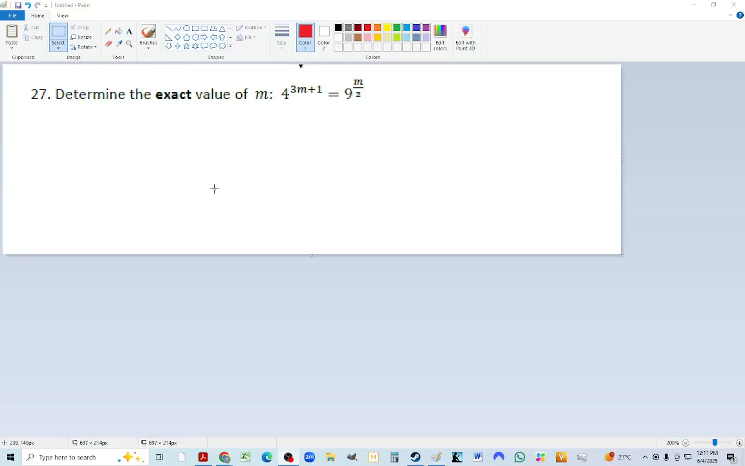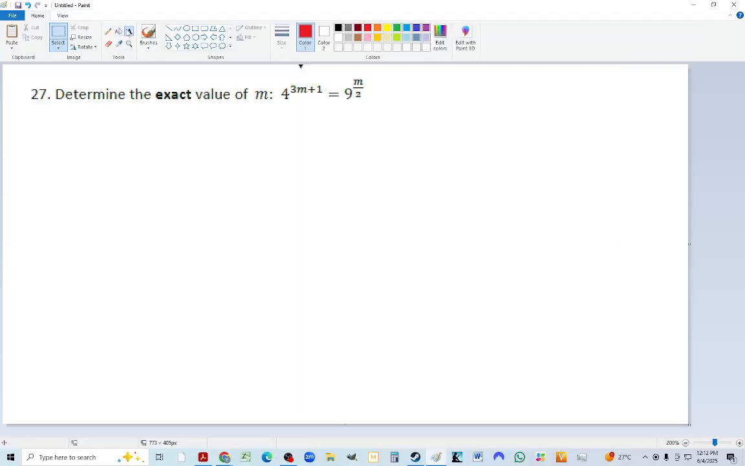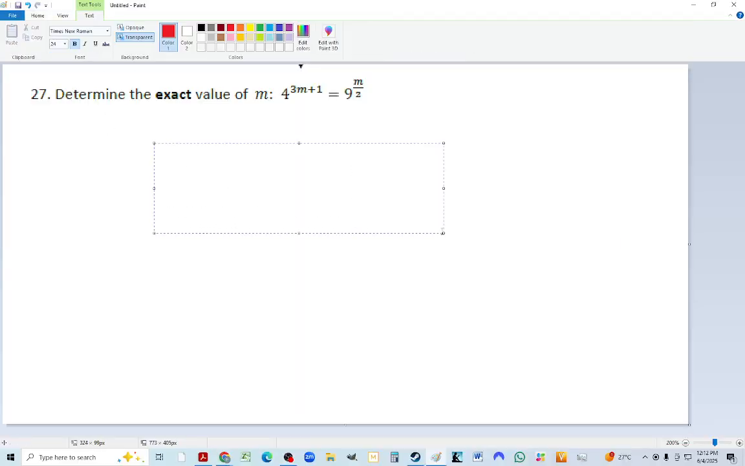Now I'll do this one more slowly, and unfortunately you have to do log with it. There's no way around it. So we're going to take log of both sides.